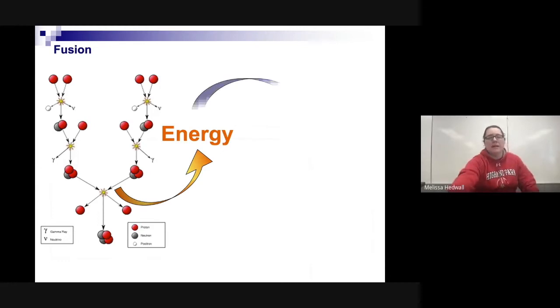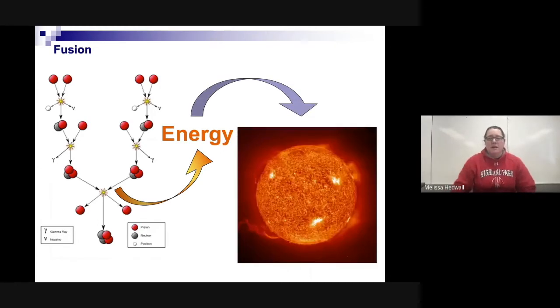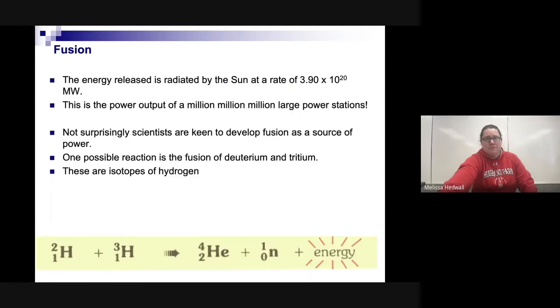So we get a large amount of energy that's happening here. Again, it's what fuels the stars. And there isn't a clean, easy, straightforward and efficient way to get it to happen here on Earth. So the energy released is radiated by the sun at a rate of 3.9 times 10 to the 20th megawatts.